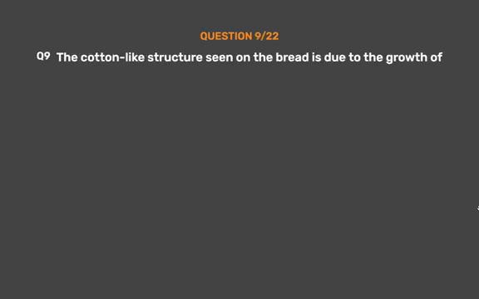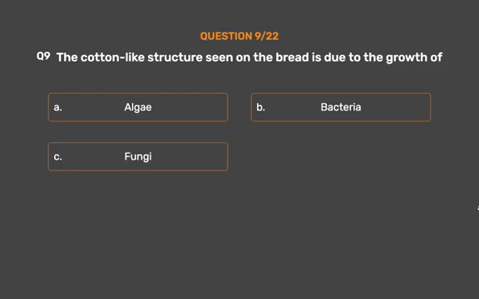Question number 9. The cotton-like structure seen on the bread is due to the growth of Option A. Algae. Option B. Bacteria. Option C. Fungi. Option D. Lichens.